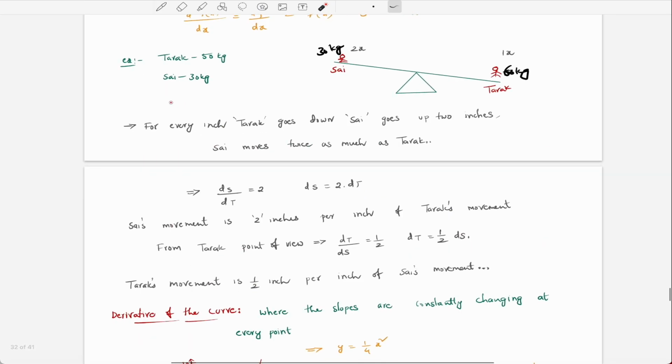I just want to explain it clearly once again. Tarak is 60 kgs and Sai is 30 kgs, so Tarak is twice as heavy as Sai. If the movement comes from Tarak, Sai moves twice as much. If I move 10 meters, Sai moves 20 meters, and if Sai moves 10 meters, I only move 5 meters. I hope you understand. It's just a simple real life example to find the derivative.